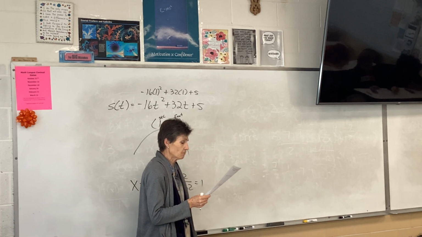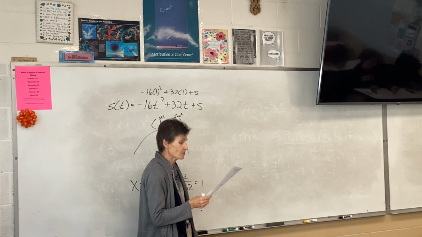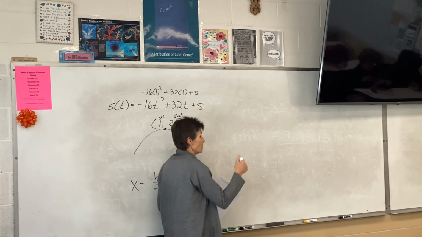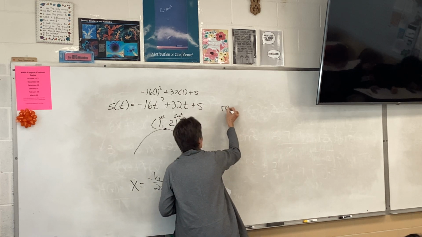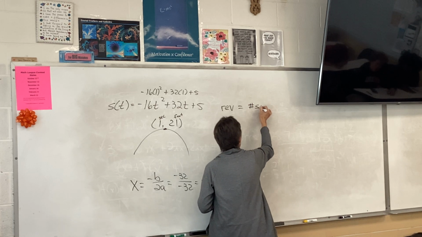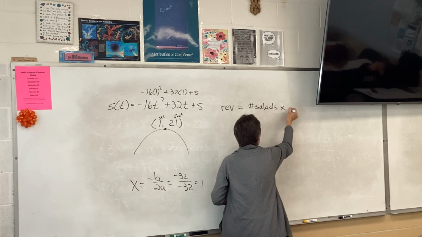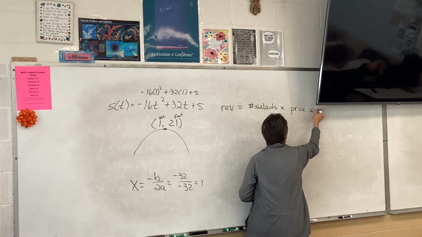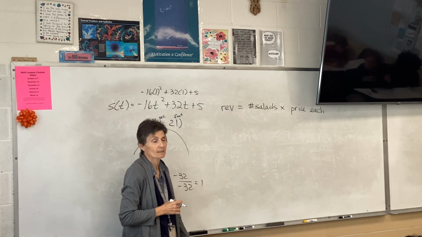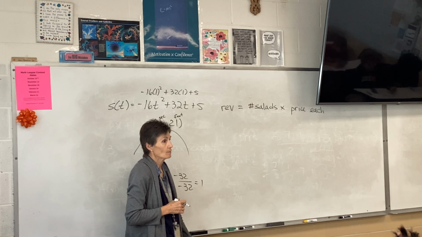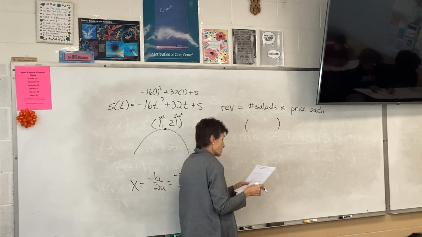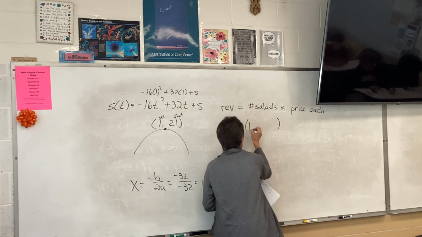Currently, the salads sell for $4 each, and 1,000 students buy salad. What is the cafeteria's maximum revenue or income? So their revenue comes from the number of salads sold times the price each, right? That's how I would calculate my income if I'm the cafeteria guy. How many salads am I selling? 1,000. I start out selling 1,000.